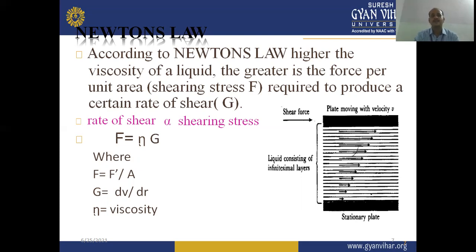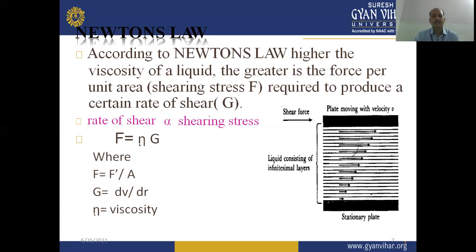As per Newton's law of flow, rate of shear is directly proportional to shearing stress. So when we apply more shearing stress, there will be more rate of shear. F is equal to eta G, where F is the shearing stress, G is the rate of shear, and eta is the viscosity or viscosity coefficient.